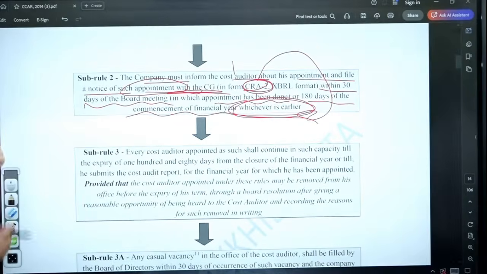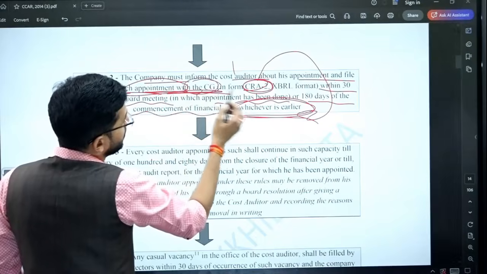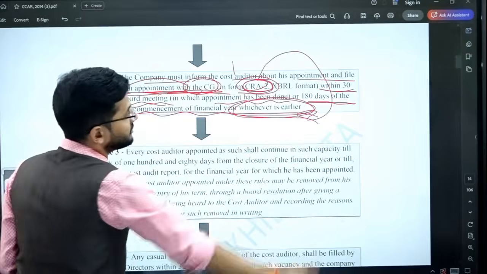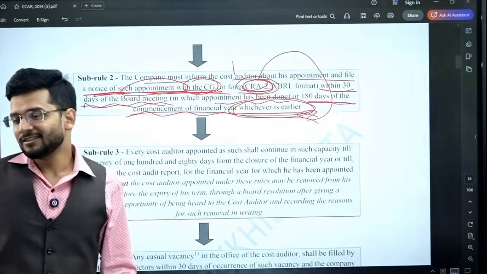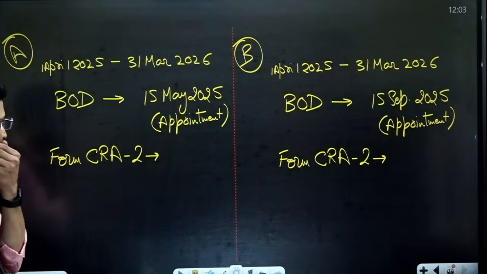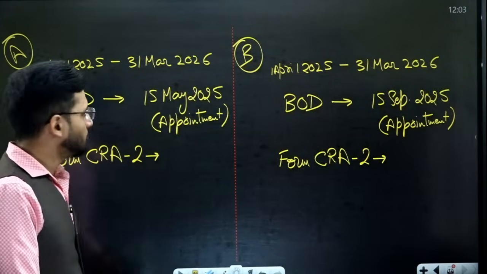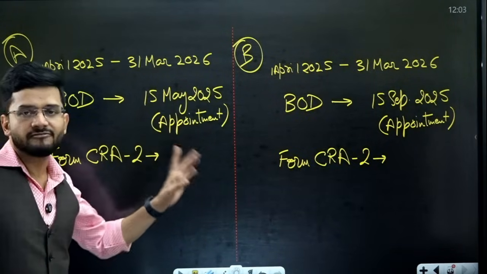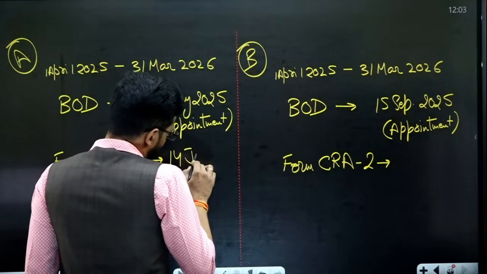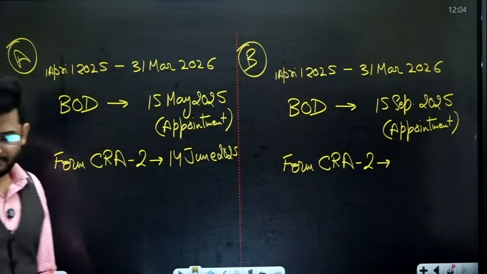Okay, let's read the rule once more. The rule says the company must inform the cost auditor upon his appointment and file notice of such appointment with the central government in form CRA 2 within 30 days of the board meeting or 180 days of commencement of the financial year, whichever is earlier. Whichever is earlier. So now you tell me, by when should the CRA 2 be filed? Yes, very good. 30 days from May 15th. It will come out to be around 14th June 2025.